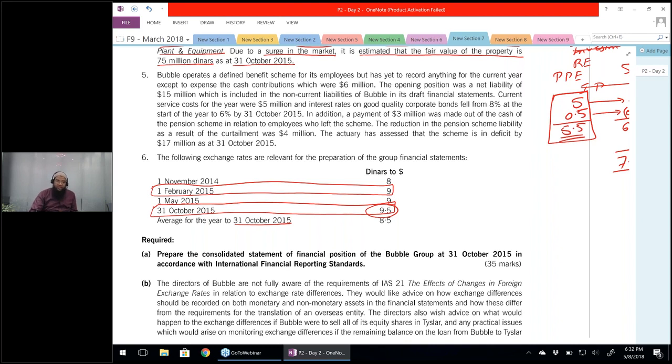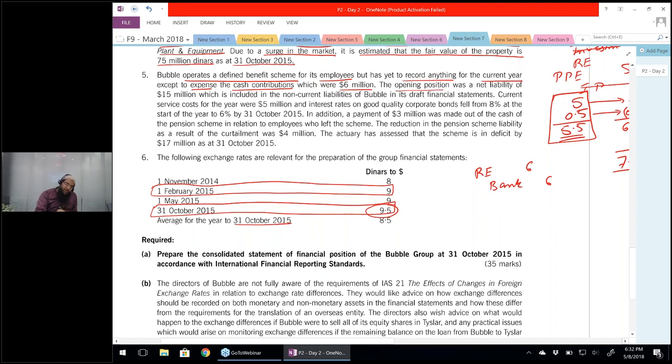Okay, now let's solve adjustment number 5, where the question says that Bubble operates a defined benefit scheme for its employees but has yet to record anything for the current year. Bubble has not recorded anything except to expense the cash contribution, which was $6 million. So the question has actually expensed the contribution as retained earnings debit and bank credit by $6 million.